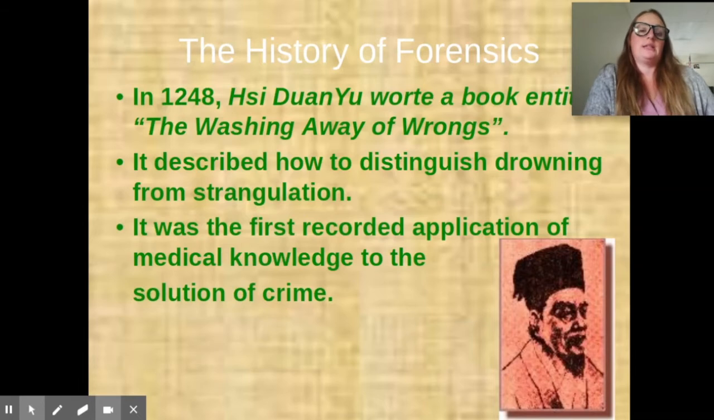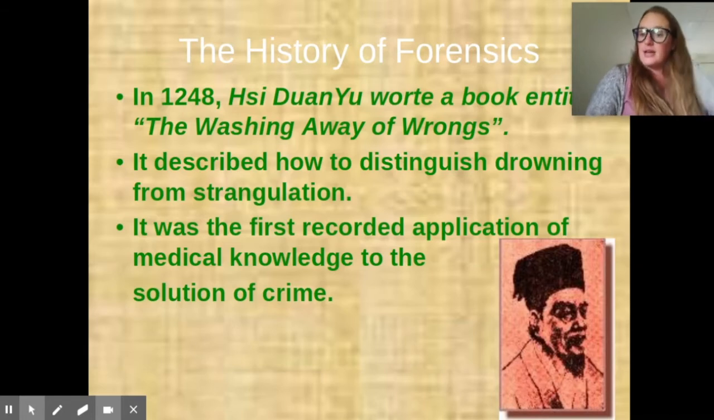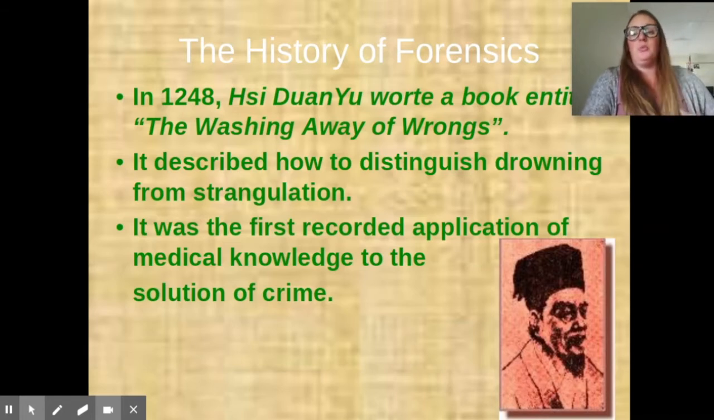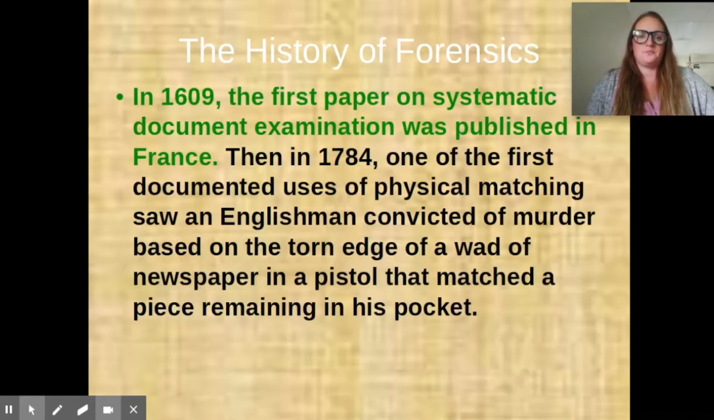In 1248, Sidwan Hu wrote a book entitled The Washing Away of Wrongs. It describes how to distinguish drowning from strangulation. So that's another thing that we would use in present day. Now, of course, some of the science has changed or been improved over the years, but it describes how to distinguish drowning from strangulation. So what's the difference in the body that you'd see, that you would notice? And it was the first recorded application of medical knowledge to solve a crime. So that's like the first time they were using it to actually help in the criminal justice field.